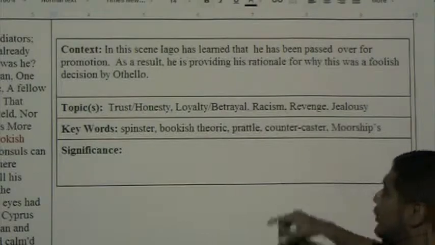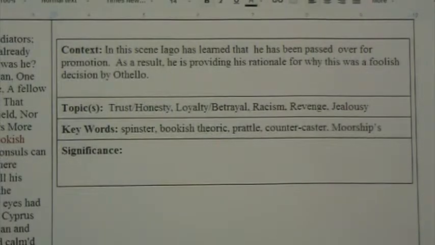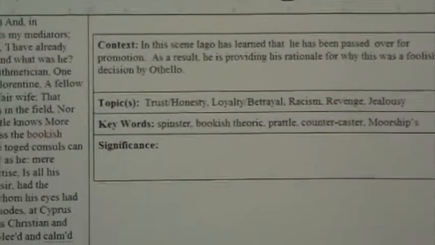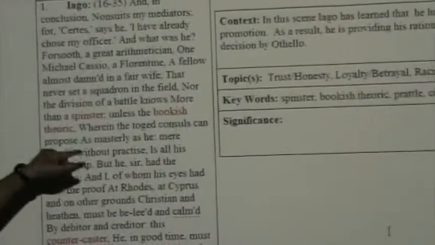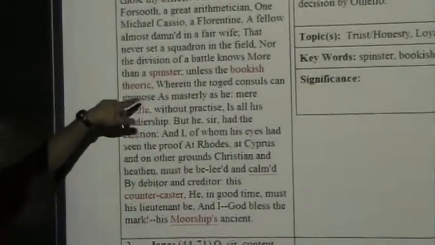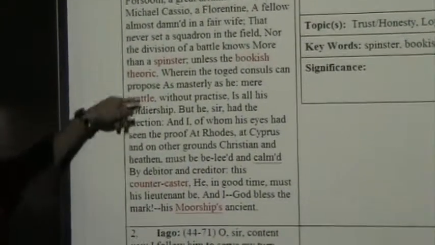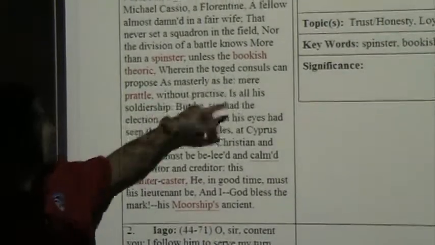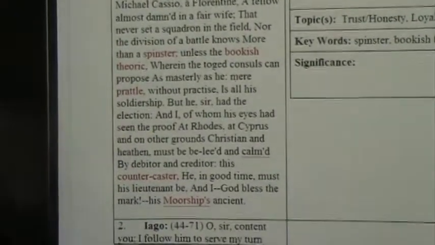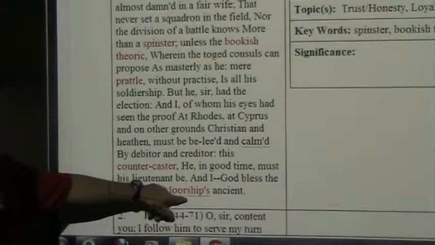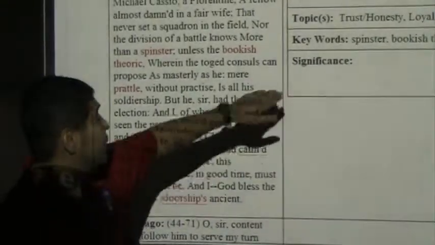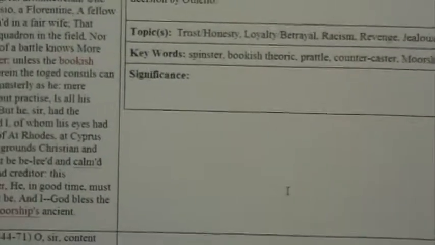Okay, when we look at keywords here, I'm not sure how well it shows on the screen, but I went ahead and highlighted in red some of the words that I thought were fairly significant to interpreting this particular passage. One of the words was spinster, another one was bookish theoric, prattle, countercaster, and moorship. Okay, so now when we get to this next part, I'm going to pass it off to Mr. Reichert. I'm going to go to the computer here and type in some of the things that he has to add.